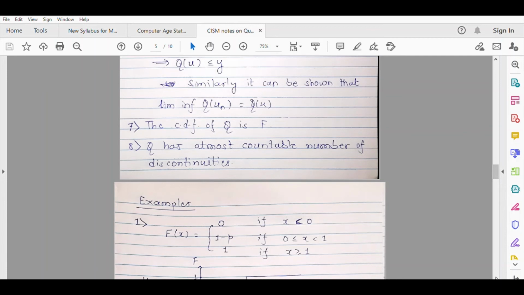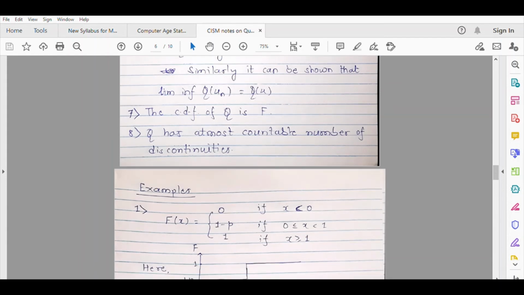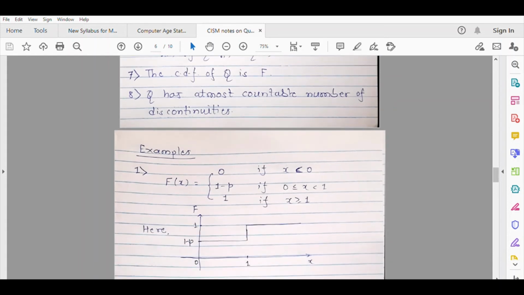The CDF is defined like this. It is 0 if x is less than 0. It is 1 minus p if 0 is less than or equal to x less than 1. And it is 1 if x is greater than or equal to 1. So if you plot the CDF, it will look like this. Now let us try to find the quantile function associated with this CDF.